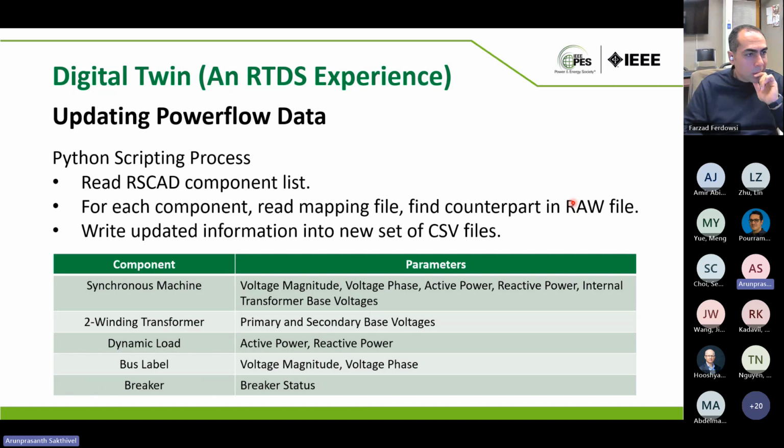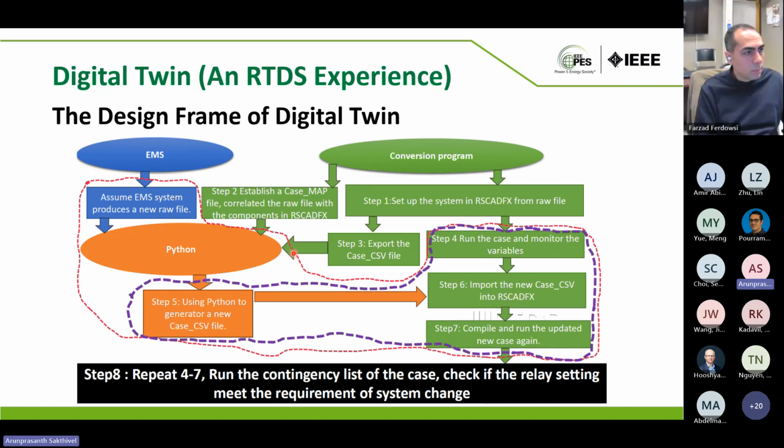Updating the power flow data is what the Python script does. It reads the RSCAD component list, and for each component, it maps the data from the component to the snapshot data, and then it writes the updated information into a new database file. These are some of the parameters that were changed based on the system snapshot. And the detailed procedural framework is shown here.